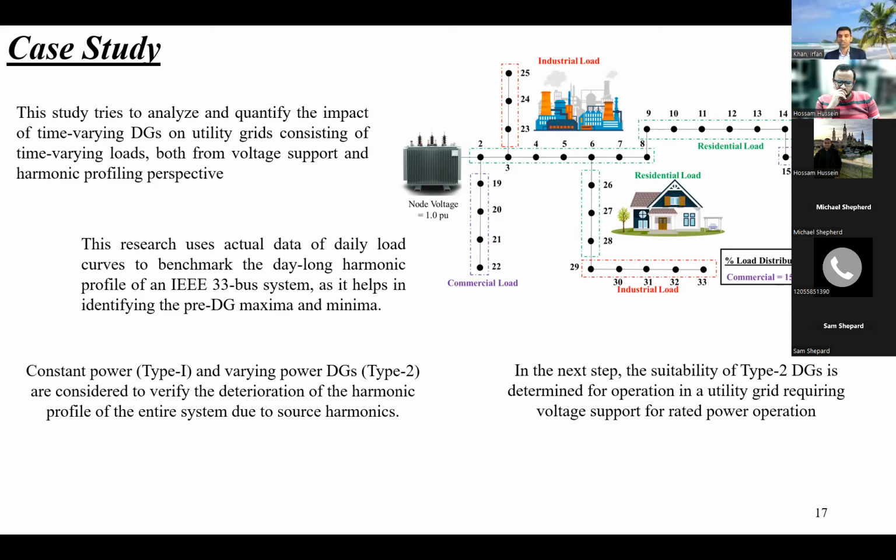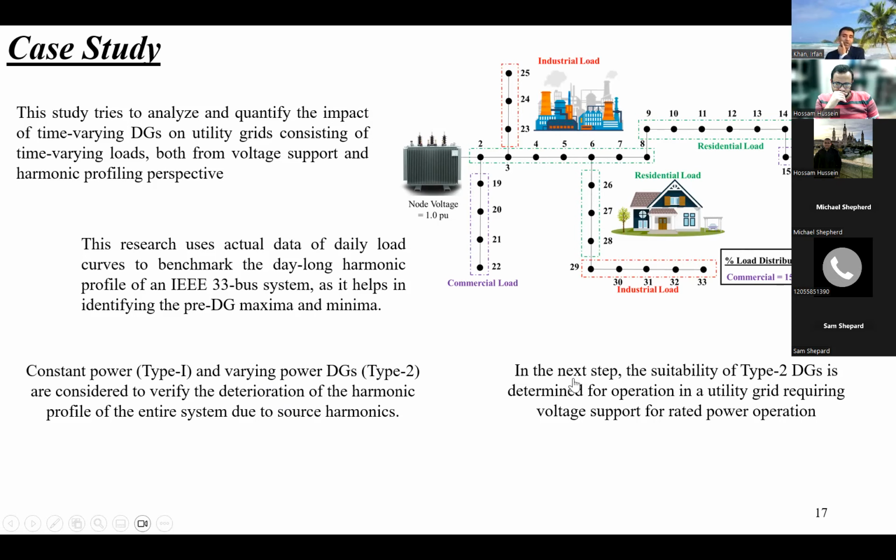There are two types of DGs. One is type 1 with constant power all the time. Constant power means they have energy storage connected to feed the constant power all the time. Type 2 is varying power DG. They have solar, so during daytime they have high power output, and during night no power output. These are considered to verify the deterioration of the harmonic profile of the entire system.